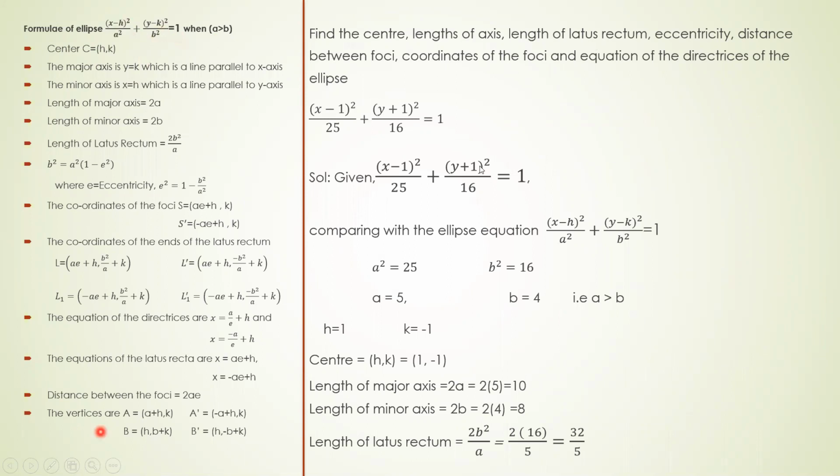So what all has been asked? First, they have asked the center. So first we will calculate what is the h value and then what is the k value. When we compare the first part, here x minus 1 is there, here x minus h is there. So in place of h we are having 1. So we can say that h value is equal to 1.